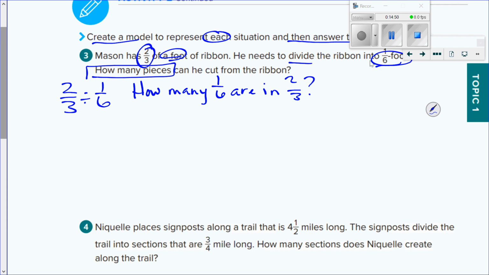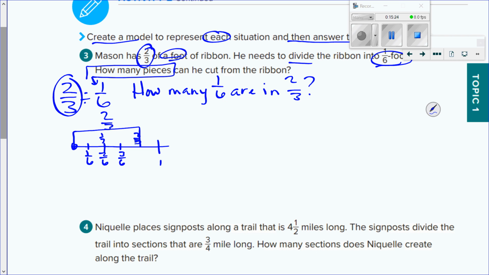Right? That now sets my model up, because I know my number line is going to be between 0 and 1. My dividend, 2/3, tells me how far along I'm going. So that would be 1/3, 2/3. My divisor tells me how I'm breaking my number line up until I get there. I'm breaking my number line into 1/6. So it would be 1/6, 2/6, which is 1/3, 3/6, which would be 1/2, 4/6, which is 2/3.